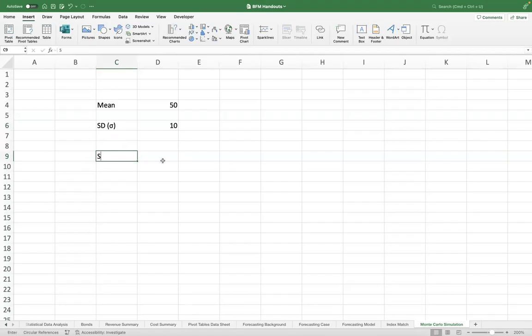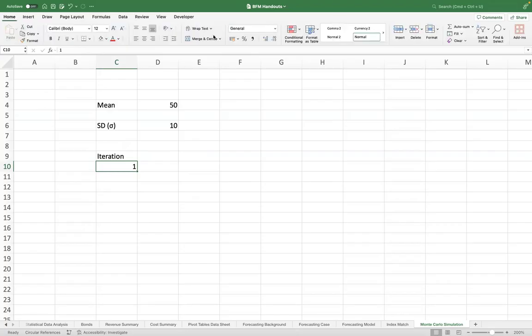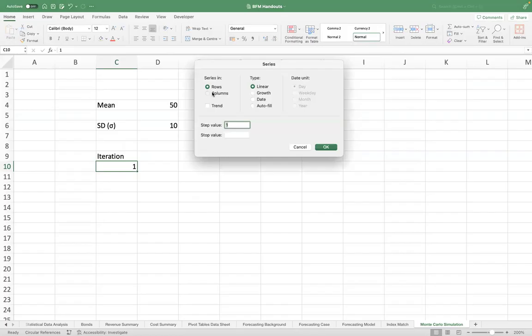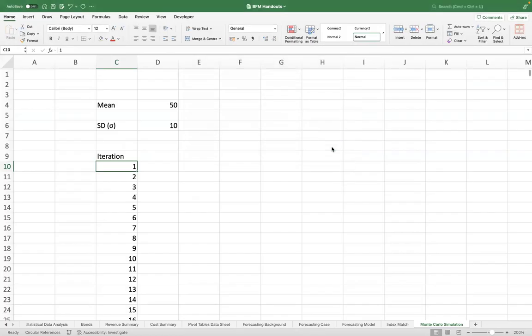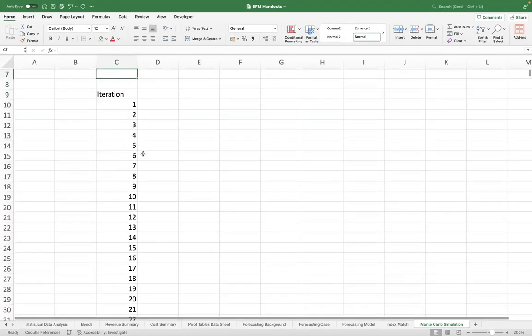So I will just mention the iteration here. Starting from 1, going up to 30,000. And go to series. I need 30,000 iterations. So this way I'll get to 30,000 much faster. So I go up to 30,000.